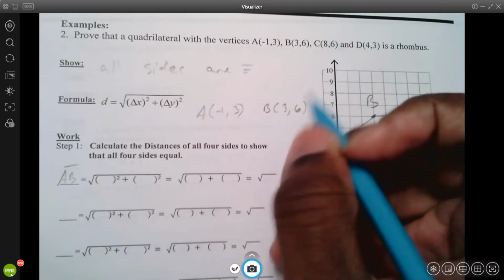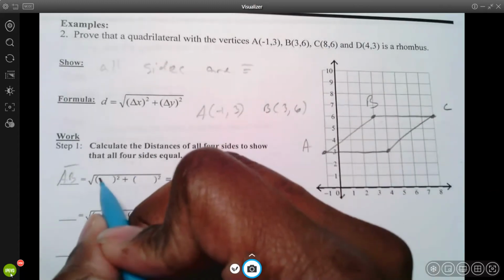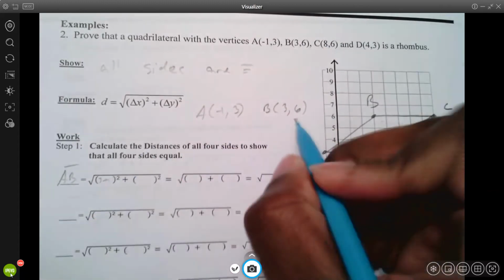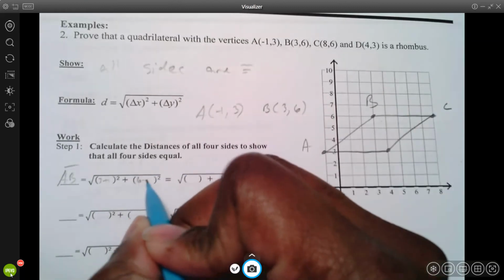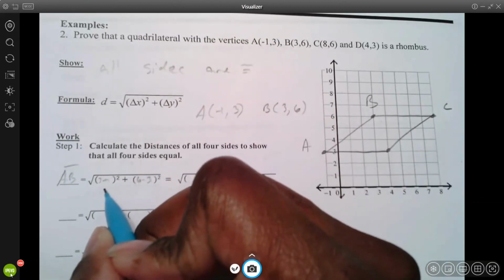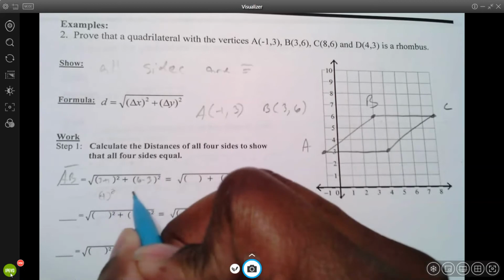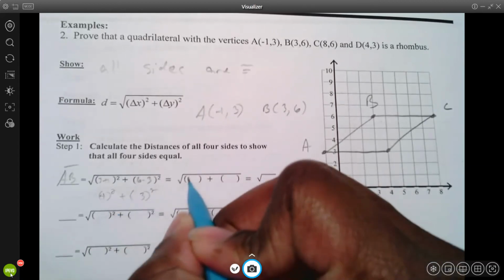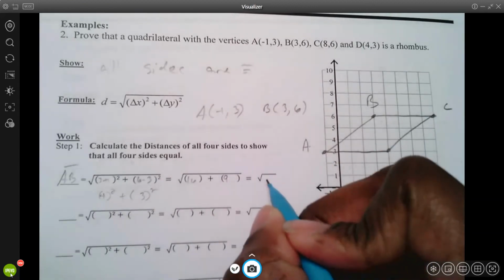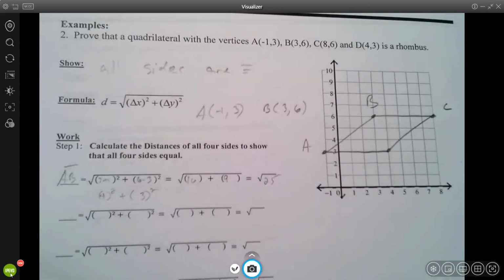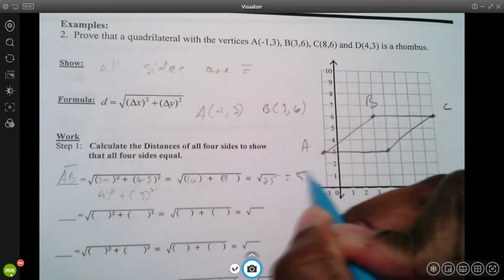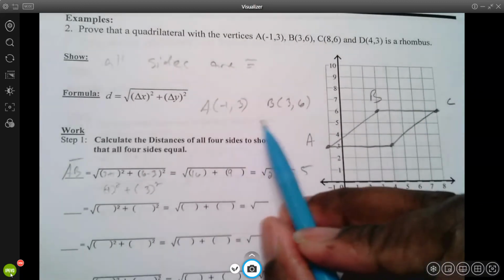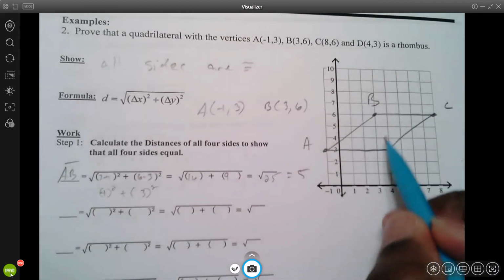equals 3 take away negative 1, so 3 plus 1, and 6 take away 3. So 3 plus 1 is 4 squared. 6 take away 3 is 3 squared. That's 16 plus 9. And that's 25, which is 5.